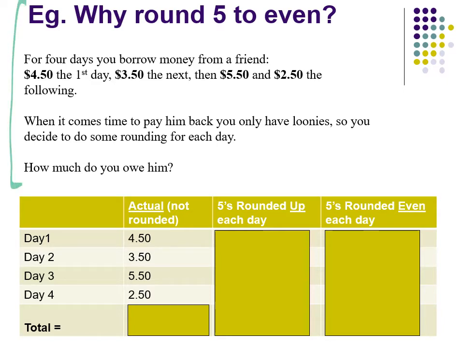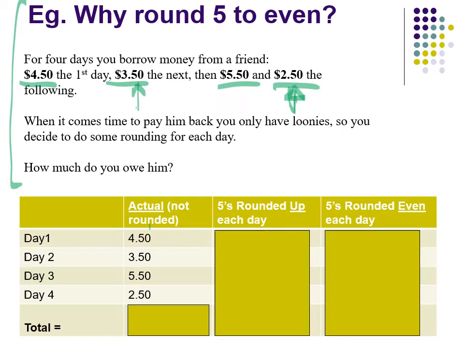So imagine you borrowed some money from a friend over the course of 4 days. So first day was $450, the next day was $350, the next day was $550, the next day was $250. When it comes time to pay them back, you only have loonies, so you're going to have to pay them in a dollar denomination. So if you were to count these dollar denominated loans and you round it up each time, notice I've chosen fives here, very cherry-picked numbers to give you this point, hopefully clearly.